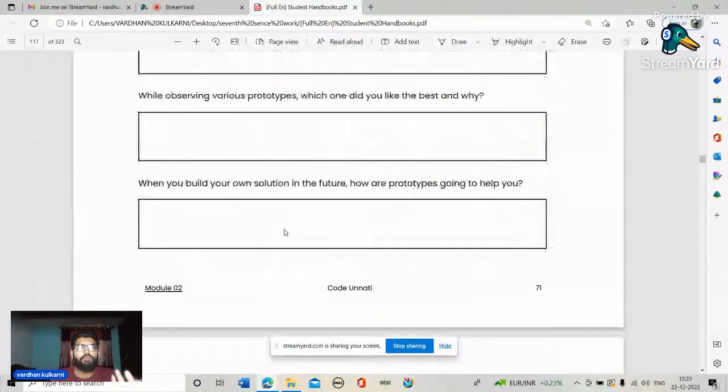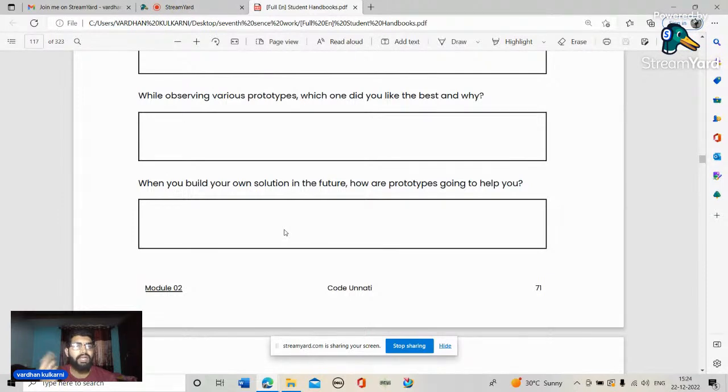So here, while observing various types of prototypes, which one did you feel was the best and why? According to these different types of prototypes, you see varieties of prototypes. Everyone here personally feels different prototypes are the best. When you build your own solution in the future, how is the prototype going to help you?